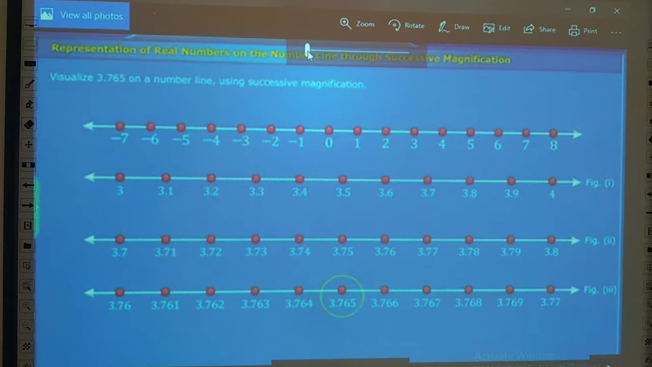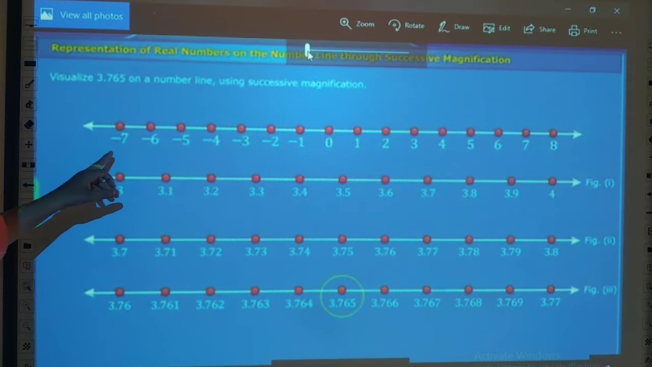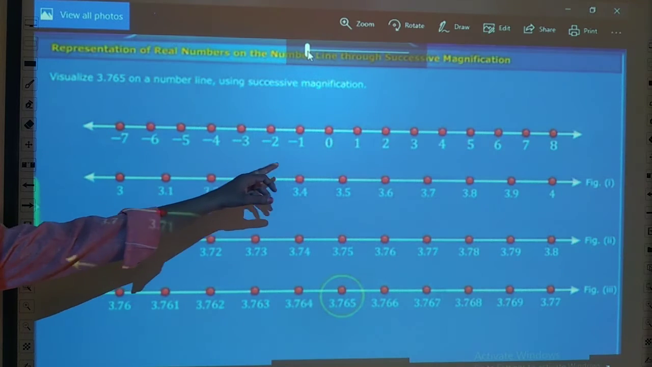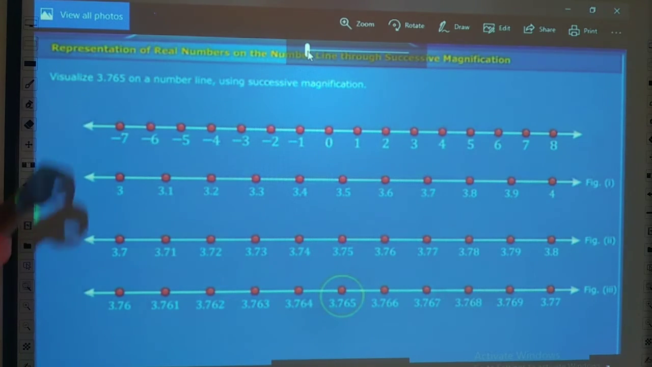First you see, we can see 1.4. Visualize 3.765 on a number line using successive magnification. So first of all, you have to draw a number line from negative integers and then 0 and then positive integers. And now this value 3.765, you know, it lies between 3 and 4. That you know very well.